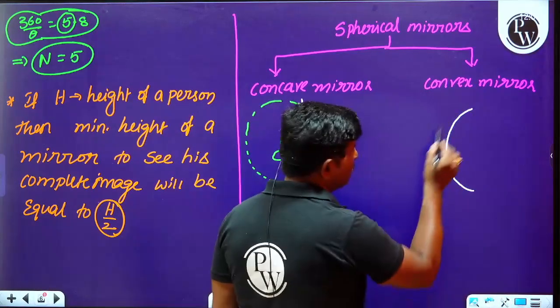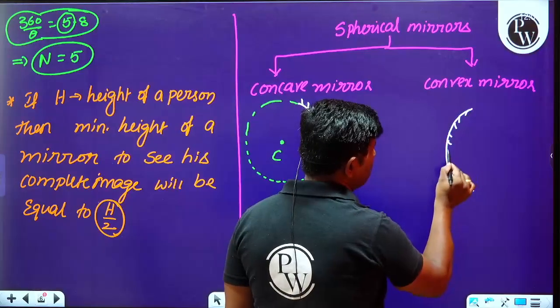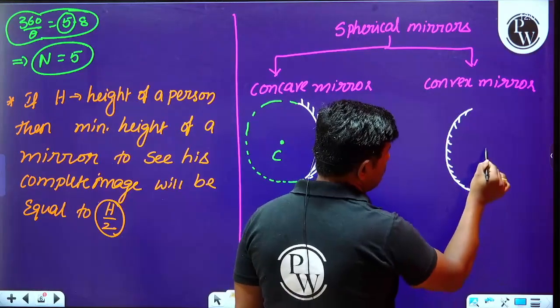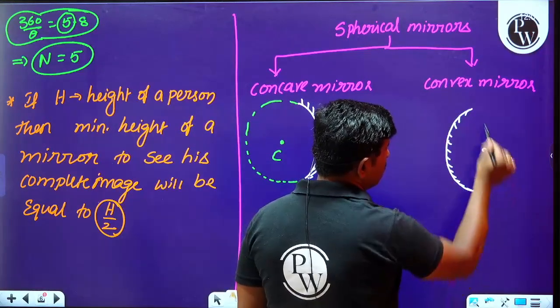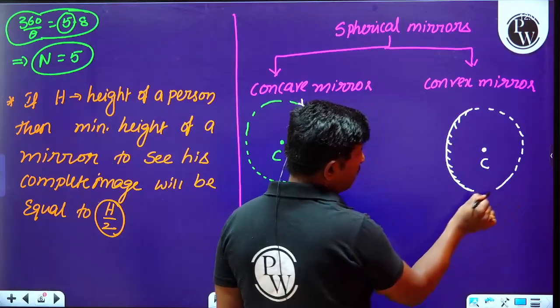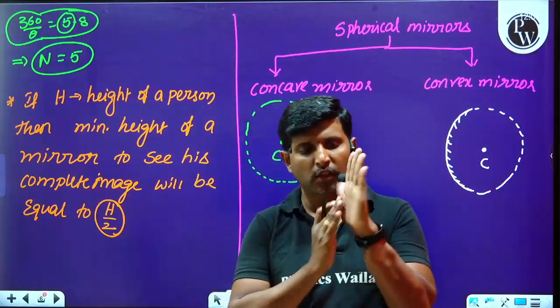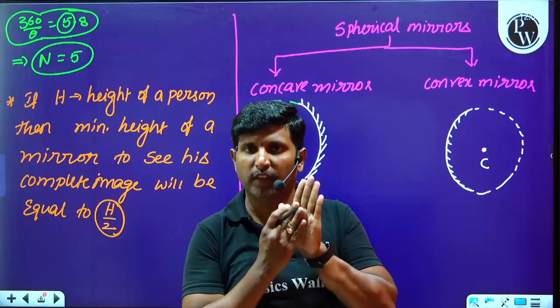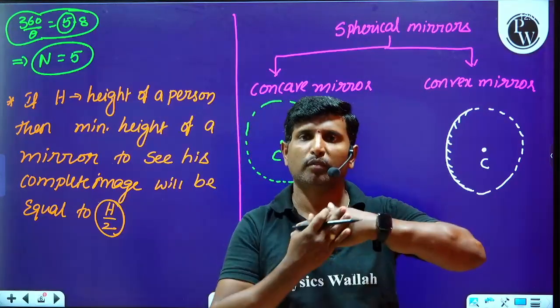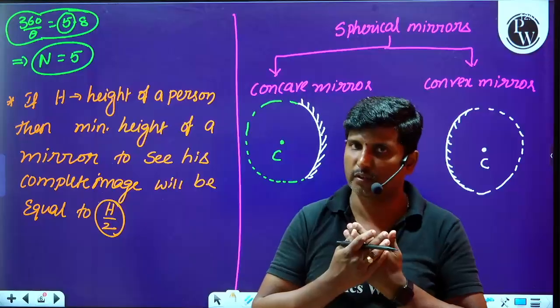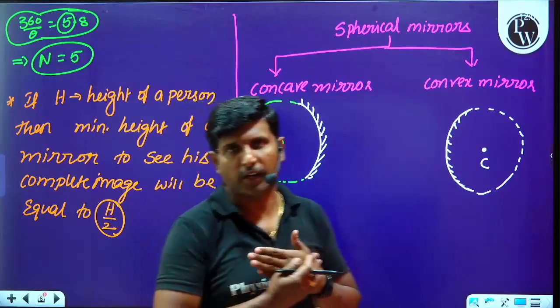This is the mirror, and whenever we consider this, this is the center of a spherical mirror. Let us imagine the white part of this hand is a reflecting face, and this black portion of the hand is a non-reflecting face, or a hatched part.